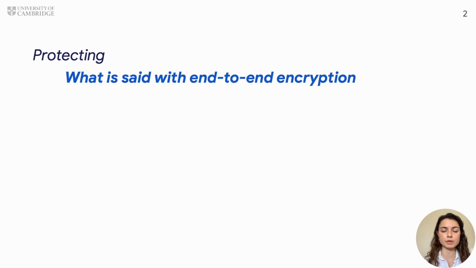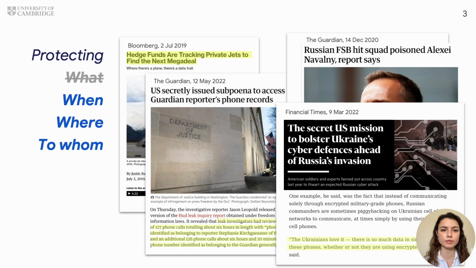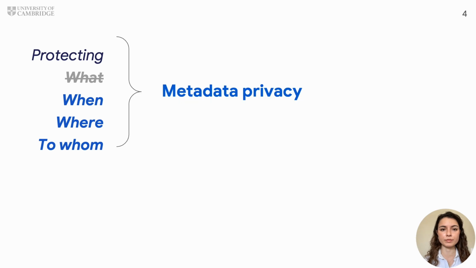In recent years, we have achieved widespread adoption of end-to-end encryption for protecting what is said over communication channels. However, the same cannot be said for protecting when, where, and to whom things were said, while again and again we see real-world examples showing how important it can be. We call this type of privacy, which is concerned with protecting the information about a message other than its content, metadata privacy.